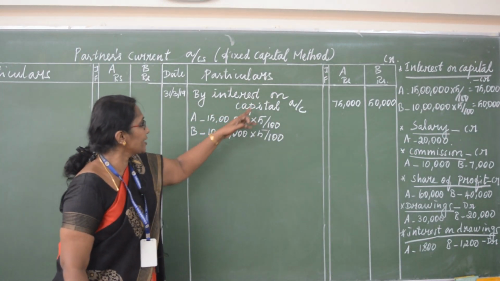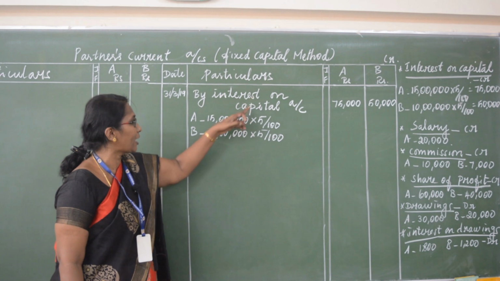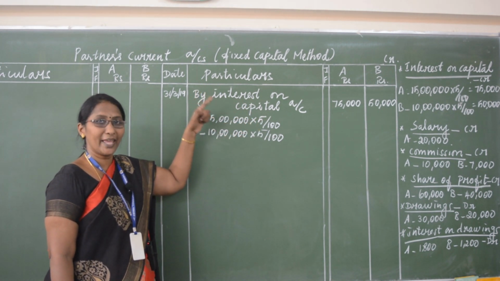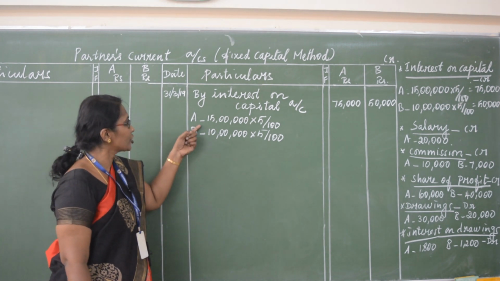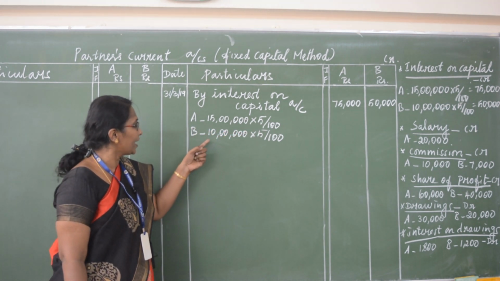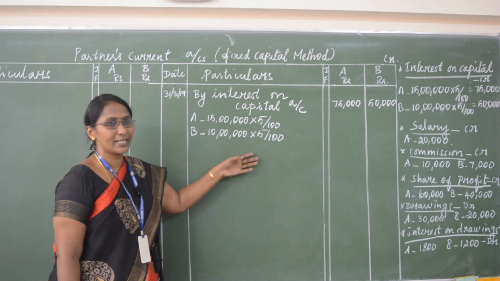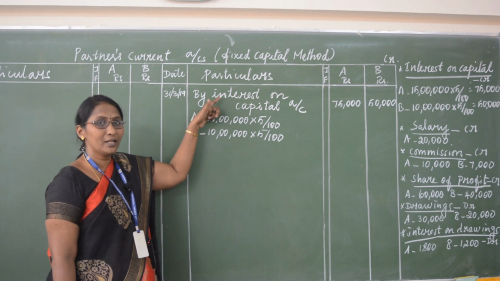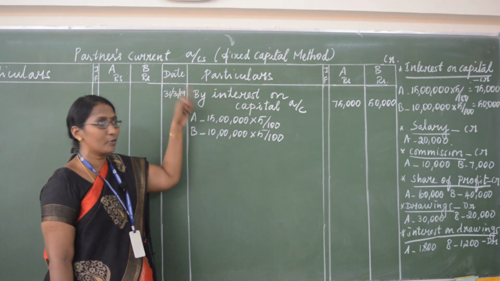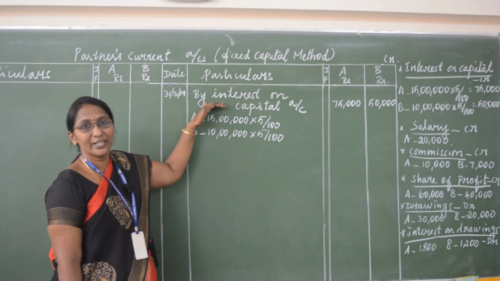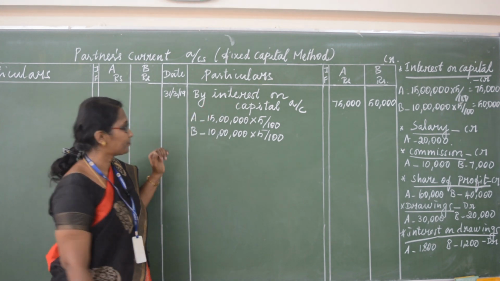So interest on capital is calculated on the capital given for A and B. How much? 15 lakhs, 5% I calculated. For B, 10 lakhs into 5% I calculated. You should not write capital because capital was entered in partners' capital account, since it is fixed capital method. We write only interest on capital.